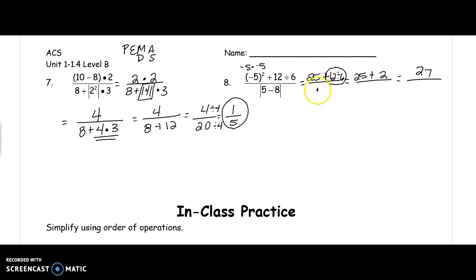On the bottom, we still have those absolute value bars because we haven't simplified anything inside. So 5 minus 8 is -3. And the absolute value of -3 is a positive 3, which we can just move over here. So we have to see if this goes in evenly. I always check with my calculator, typing in 27 divided by 3. And what you will notice is it does give you a whole number, 9. And so that's your answer.